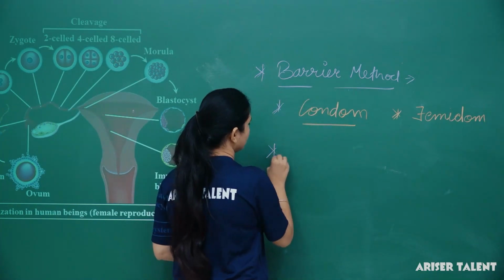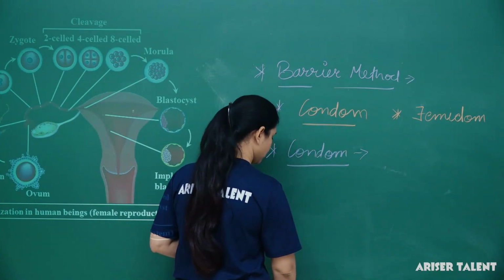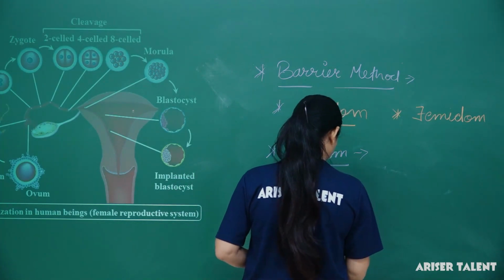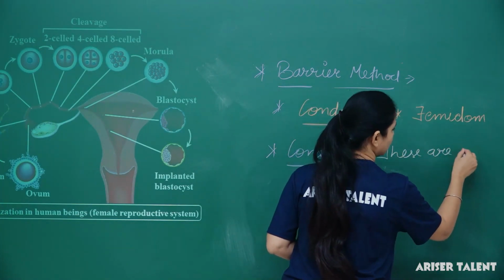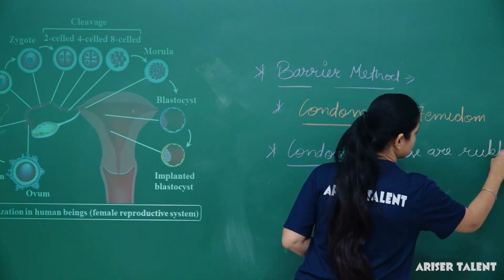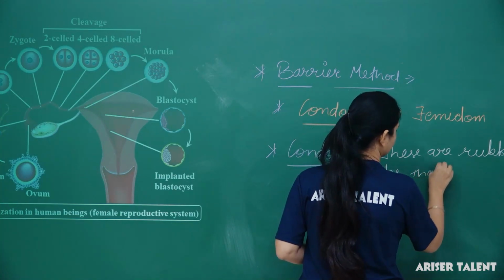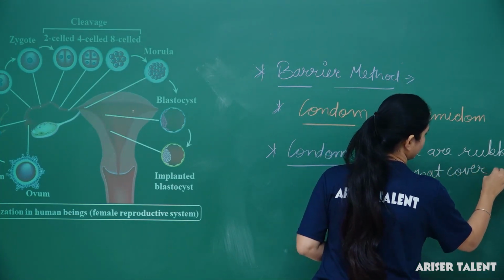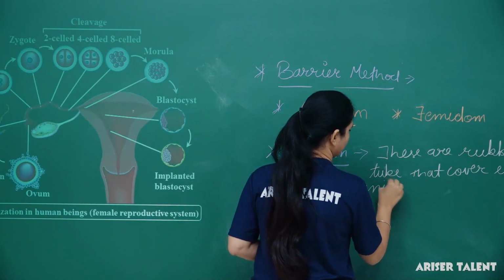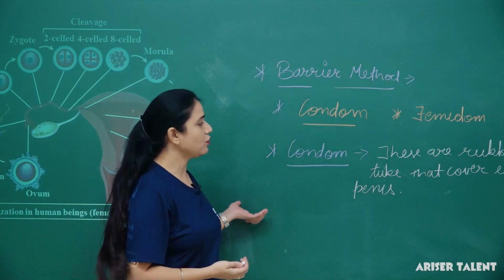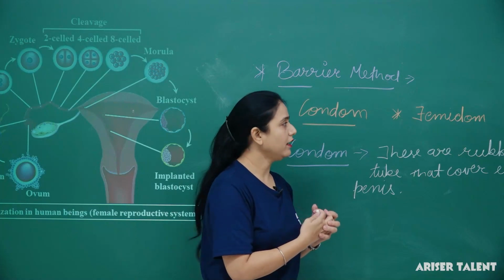So here let me mention condom. What is condom? These are rubber tubes that cover erect penis. So before copulation, these condoms are used to avoid the fusion of sperm and ova.